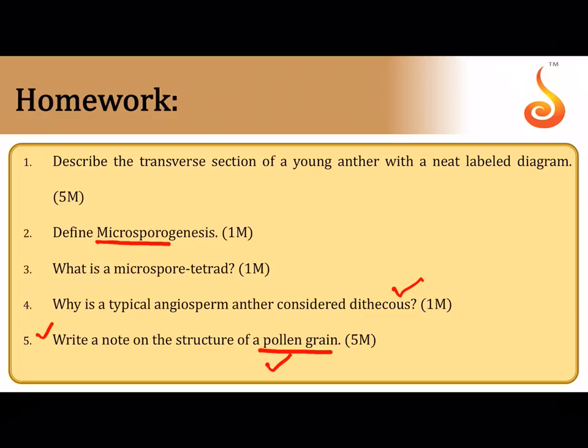Okay, so with this we will complete this lecture, the first lecture in the chapter Sexual Reproduction in Flowering Plants. Thank you.